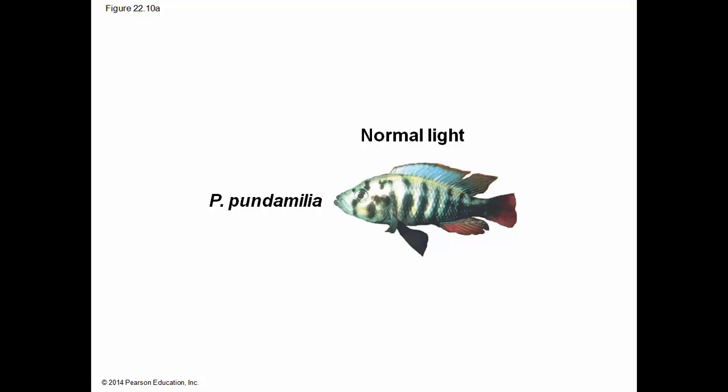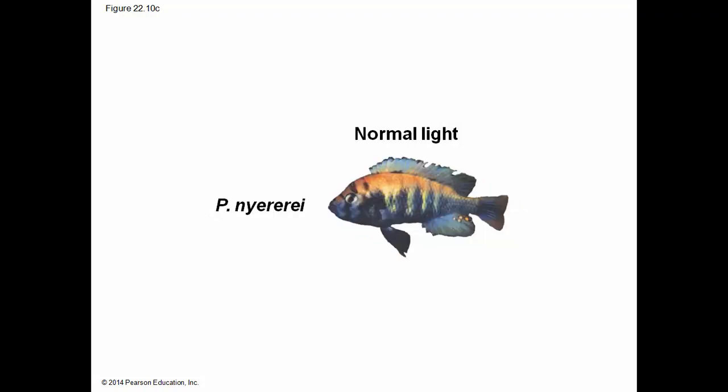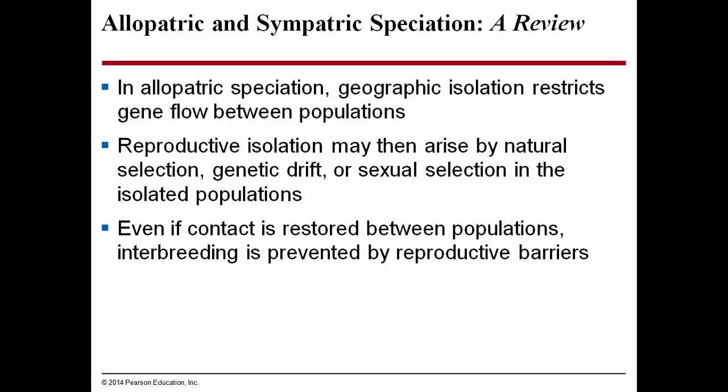Okay, here's normal light, cichlid, monochromatic light. So they look different under normal light, and they look pretty much the same under monochromatic light. So allopatric and sympatric speciation. In allopatric speciation, geographic isolation restricts gene flow between populations.